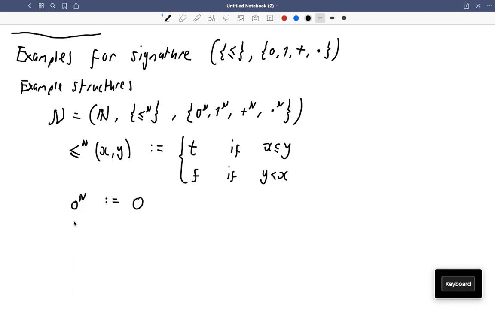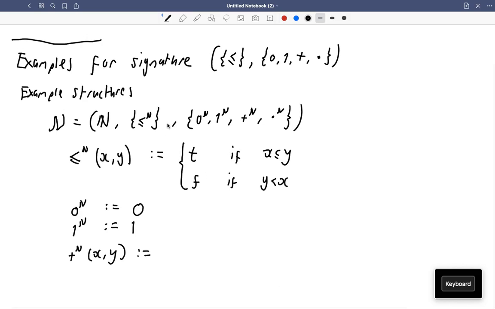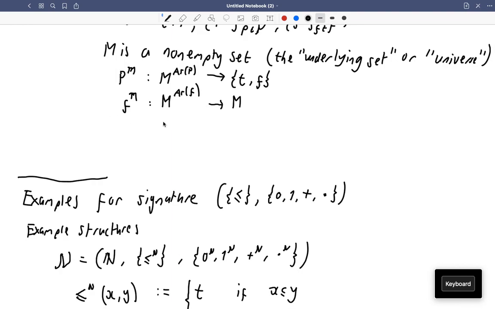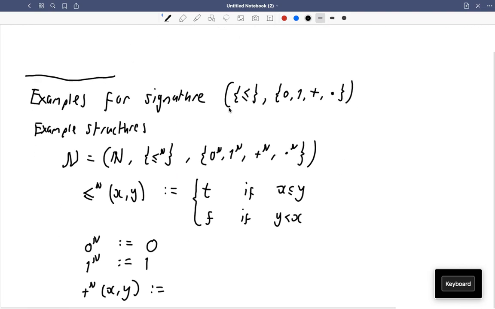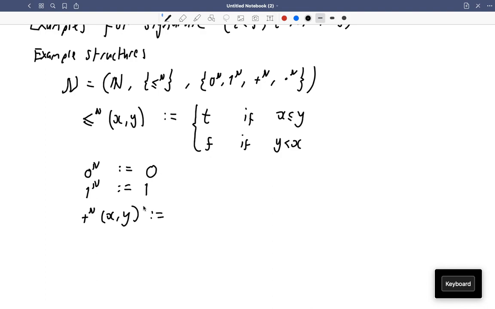So in the same way, we need to define the interpretation of 1. Well, that will be 1. Interpretation of plus, the addition symbol, in N. So again, that's got arity 2, so it expects 2 arguments, which are natural numbers. And again, it's a function symbol, so the function symbols map into the underlying set, so we need to give a natural number as a result, and we just map this to the natural number obtained by adding x and y.